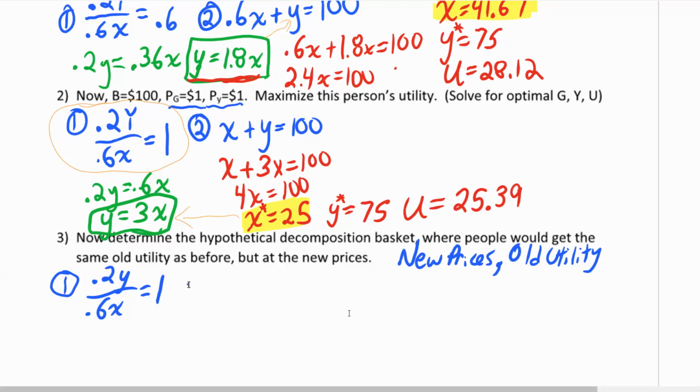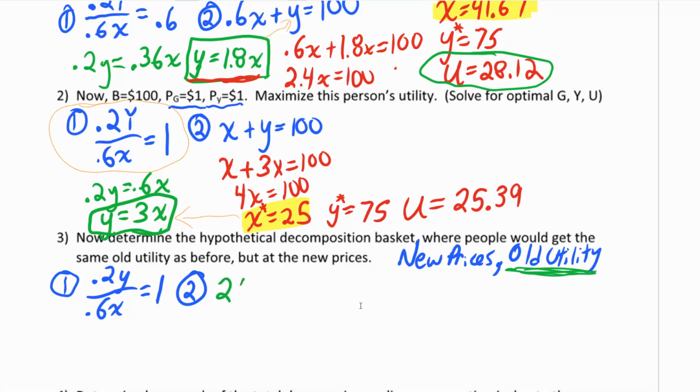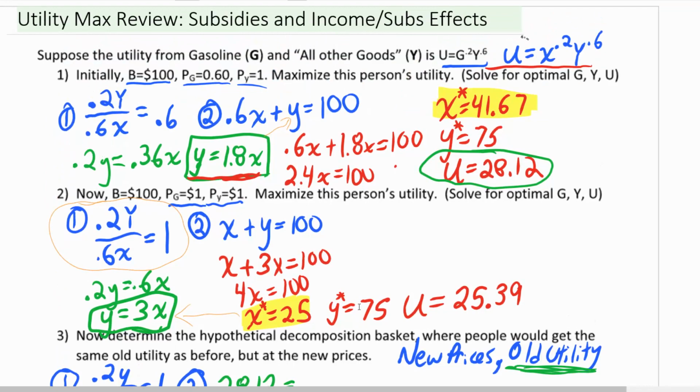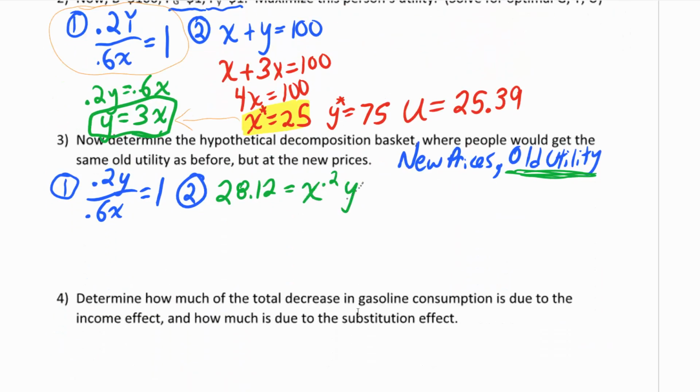Second equation, it can't be the budget line because we don't know the budget. That's one thing we want to know out of solving this problem. So the second part of the second equation here is going to be this. What was that old utility level? Well, the old utility level is 28.12. And that's equal to the utility function, x to the 0.2 times y to the 0.6. So the second equation gets them back to that old utility level. And we want to know what's the cheapest way to do it.